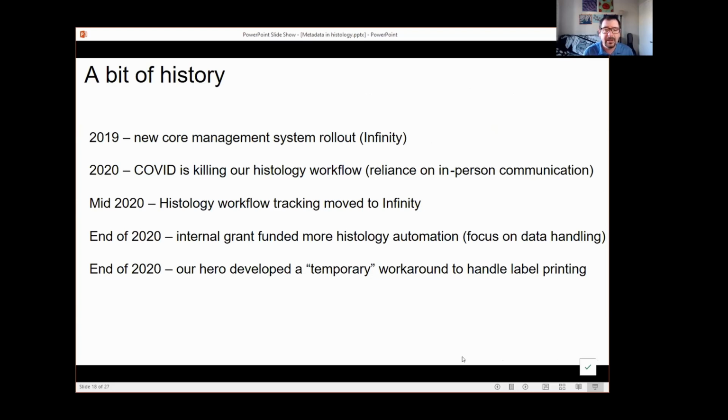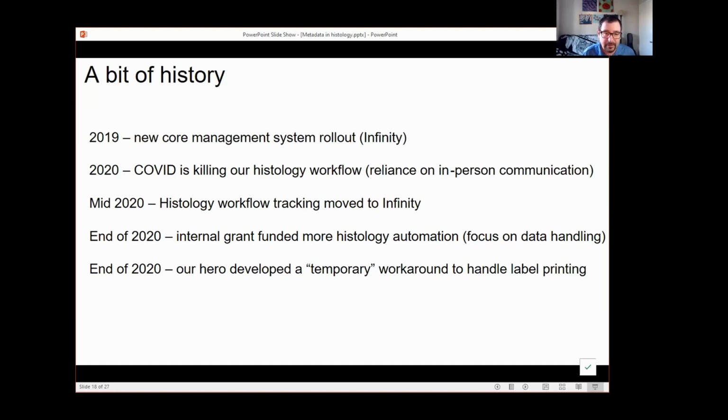So I'll leave you the history of how it got developed. In 2019, we rolled out this core management system. In 2020, COVID was absolutely decimating and killing our workflow because up to this point, we relied on in-person communication. There were lots of notes on the paper. When that in-person communication was gone, so was our workflow. So mid-2020, we tried to move this whole workflow to Infinity, so we have one place to go online and check where the samples are.